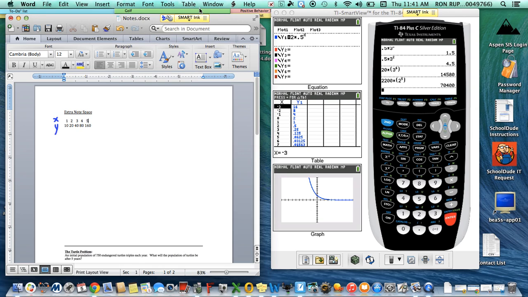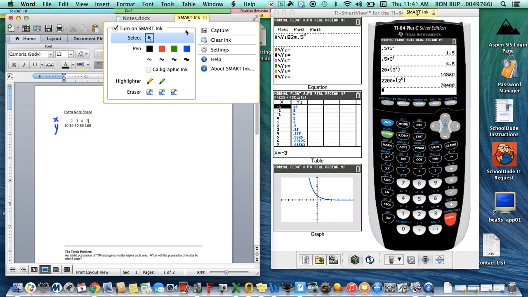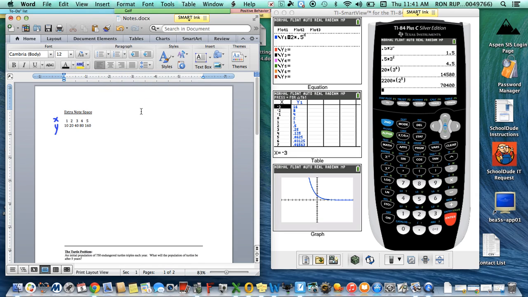So I want you to pause the video really quickly and see if you can write the y equals a times b to the x. See if you can write this equation based on that table. When x is 1, y is 10, and so forth. If you are still severely lost and you need to follow along, that's fine. Or if you've paused and you're ready to check, let's see how we did.